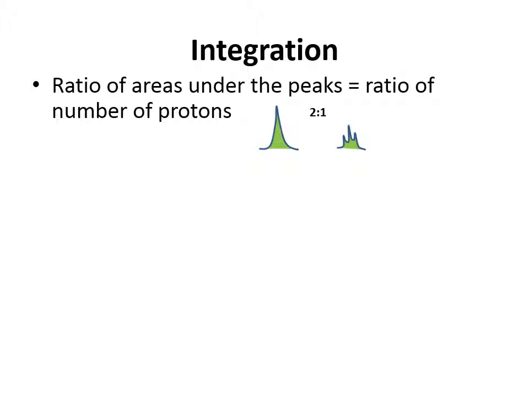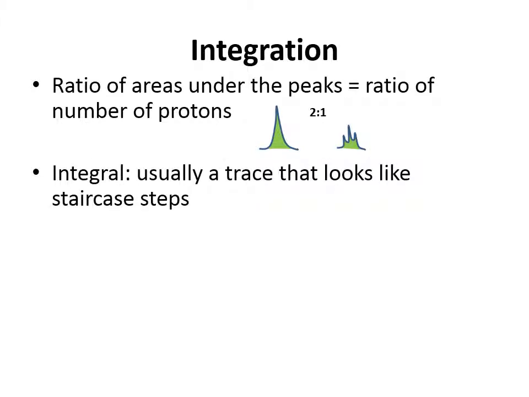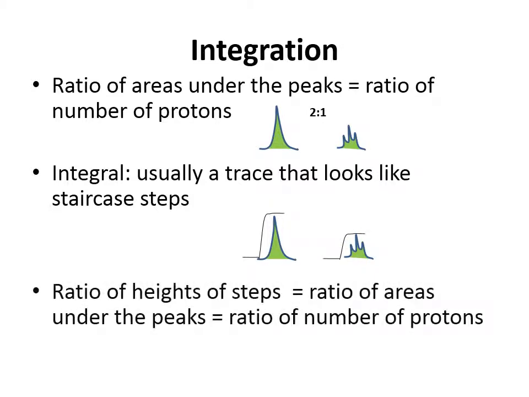In the NMR spectrum, this area under the peak is obtained as an integral, which is a trace that looks like a staircase step. The ratio of the heights of the steps equals the ratio of the areas under the peaks, which, as we just learned, is equal to the ratio of the number of protons. So if you take the ratio of the heights of these staircase steps, these integrals, we get the 2 to 1 ratio. Now, what does that 2 to 1 mean in practice? Well, for example, it could mean a CH2 is represented by the 2 and the CH is represented by the 1.